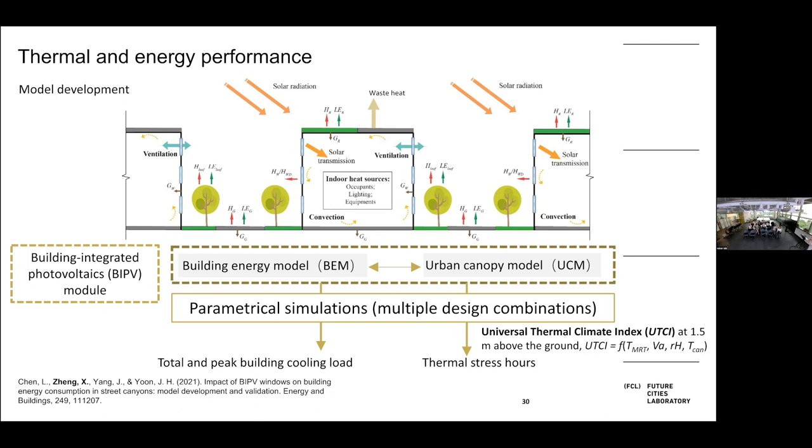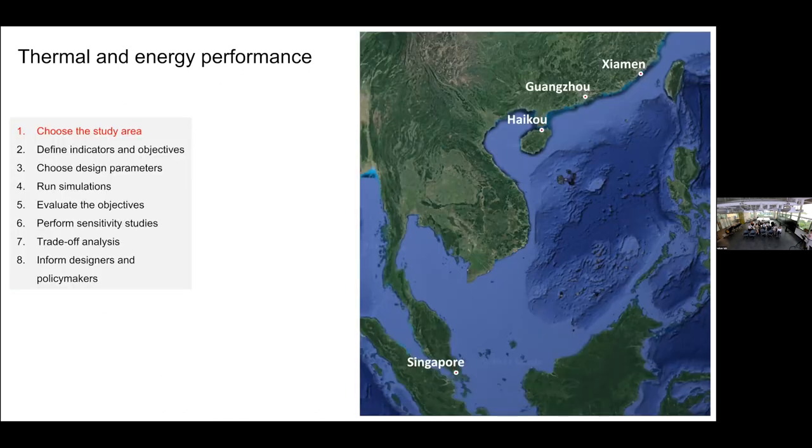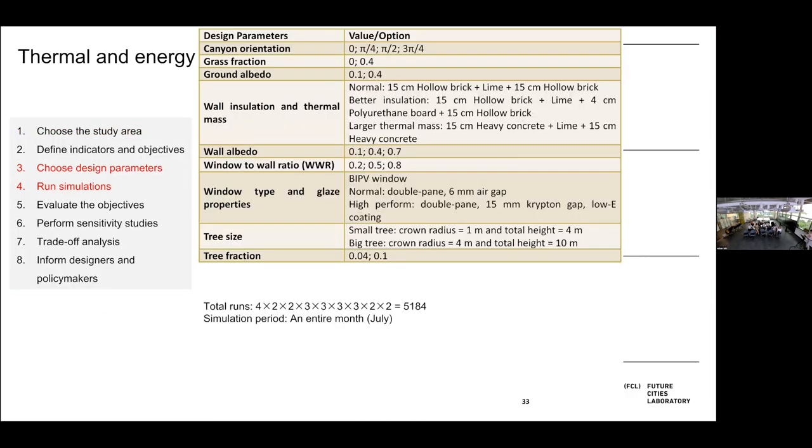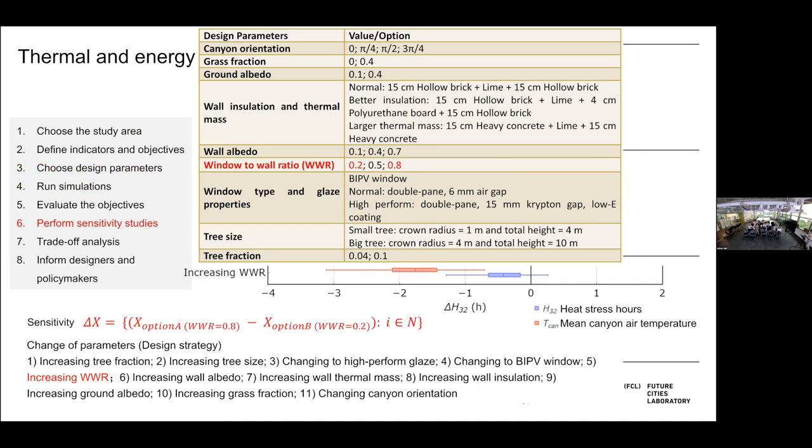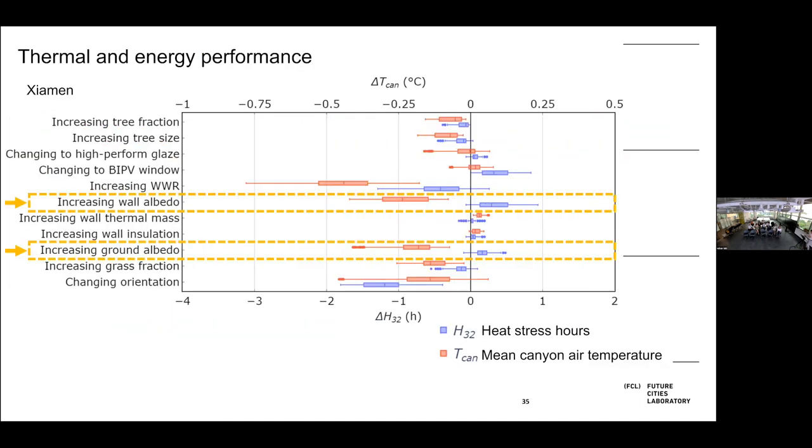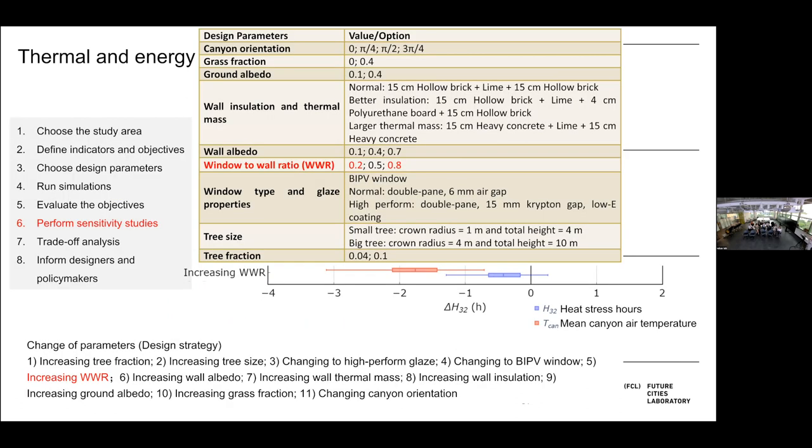Now I have a question. Thanks for the presentation. In this case study for the Xiamen and Singapore context, what parameters do you change? Do you simply change the climate information, or do you also change the urban forms or the typical greenery in these two different cities?